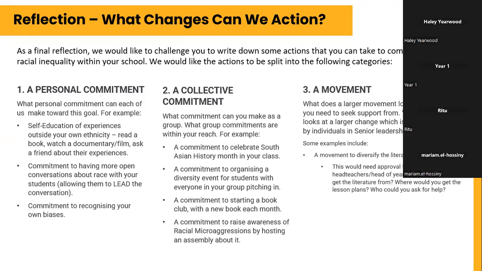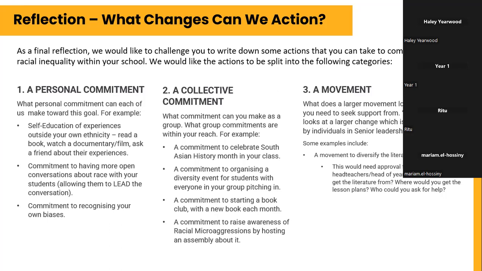And then a collective commitment. What can you do as a group in your school, whether this is as a year group or as a whole school group as well? I would say this would possibly be with your year group and with your SLT, or within your key stage.